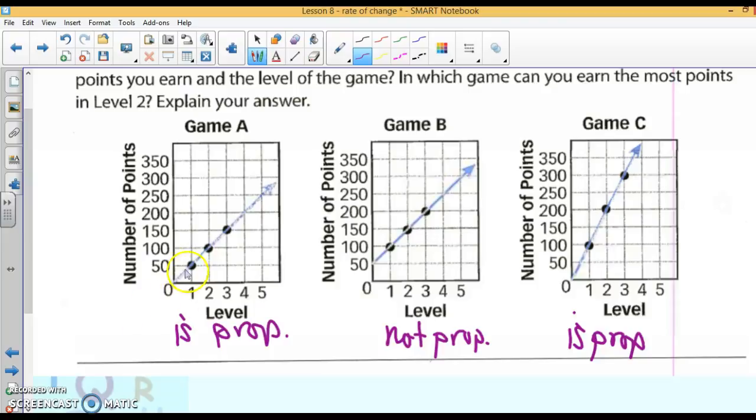Now, let's figure out in which game you can earn the most points in level 2. Well, let's look at this game. This game, the first level, you get 50 points. The second level, you get 100. So we're getting 50 points per level.